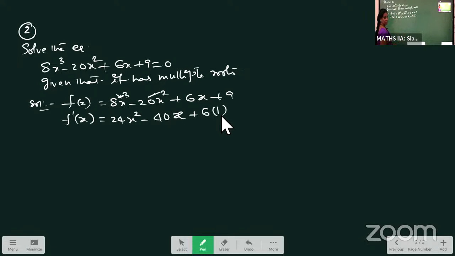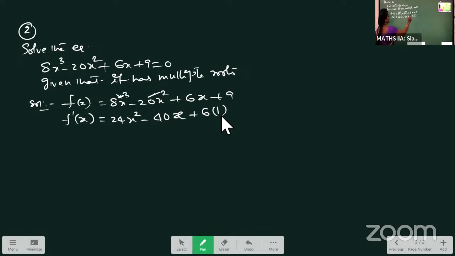Once again I am repeating, see that. These three you multiply. 8 into 3 is 24, and subtract one from the power, 3 minus 1 is 2. So 24x square. And this is 40x, subtracting one from the power 2, then 2 minus 1, that is 1. So no need to write down 1 here now.